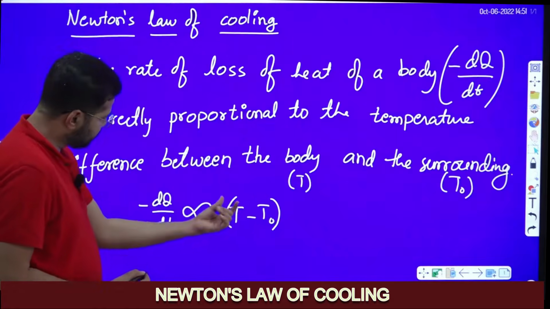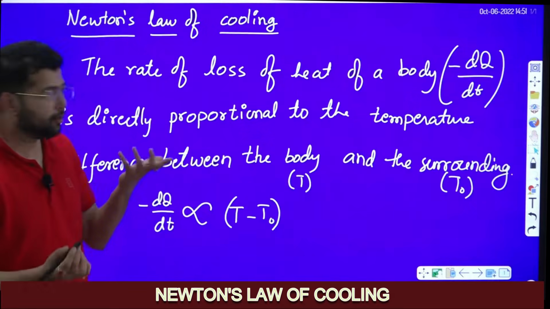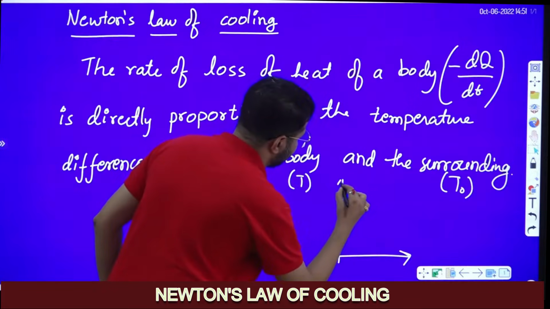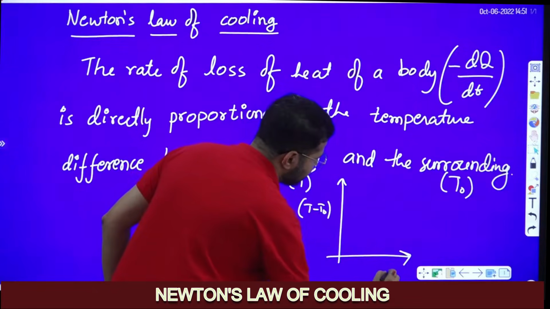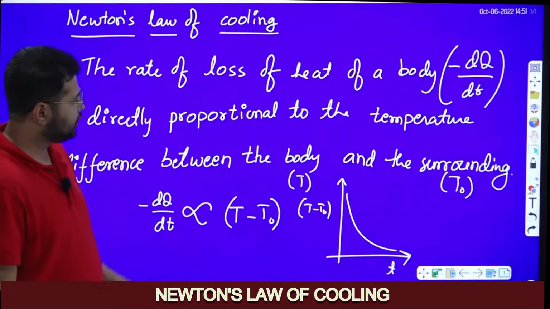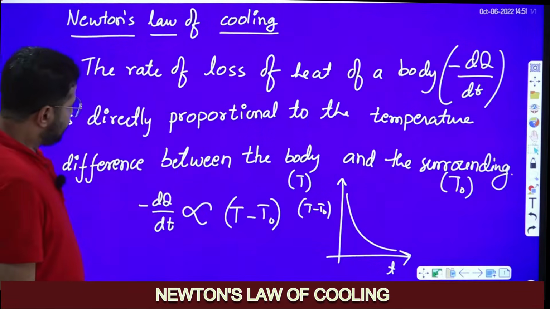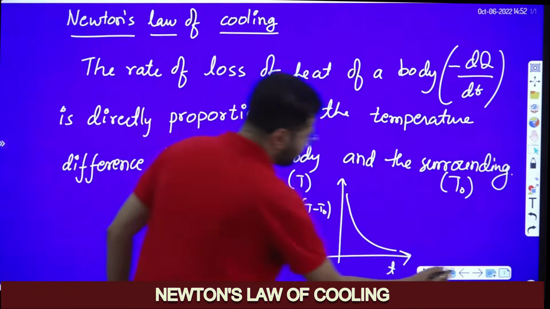From this equation you can observe that the temperature difference and the time are inversely proportional to each other. Since they are inversely proportional, the graph between T minus T naught and time will be a hyperbola. So, this is the graph of T minus T naught versus time. Then we will continue this discussion.